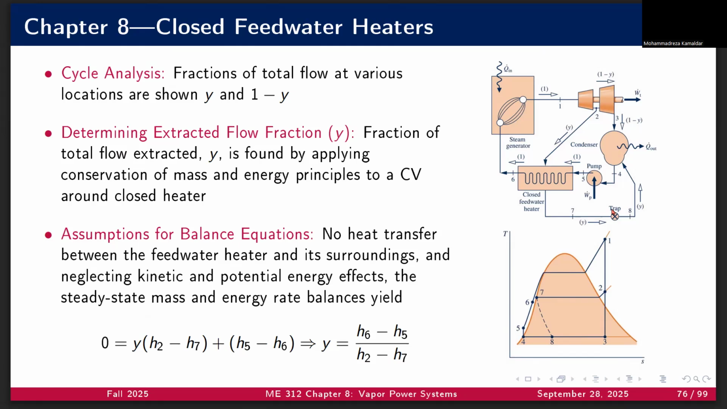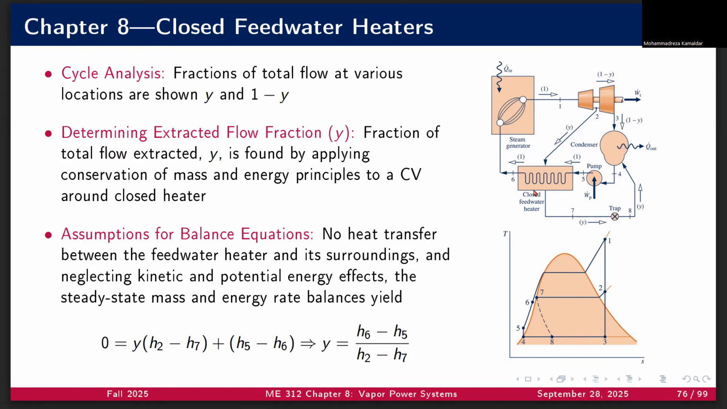The fraction of total flow extracted, basically this Y fraction, is found by applying the principles of conservation of mass and energy to a control volume directly around the closed feed water heater. We use a similar approach for the open feed water heater, where again we did a conservation of mass and energy for a control volume around the open feed water heater. So this is where the mass flow rates of the two streams are clearly separated and interacting thermally.